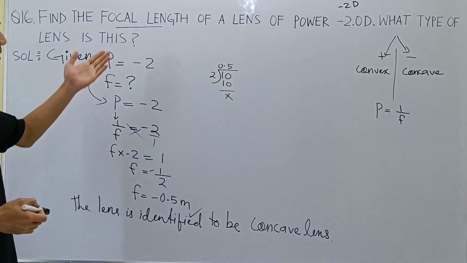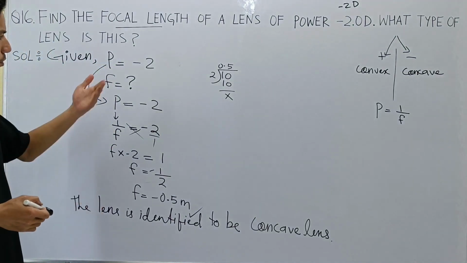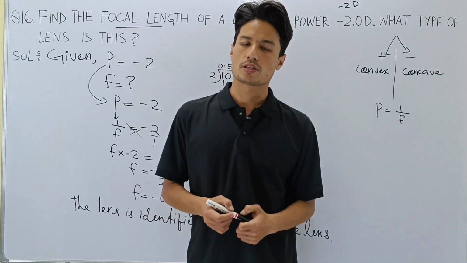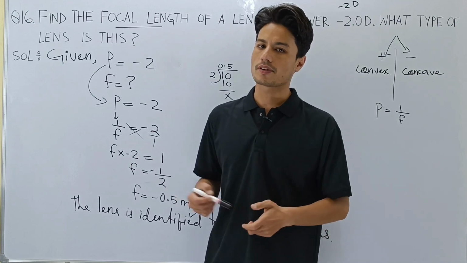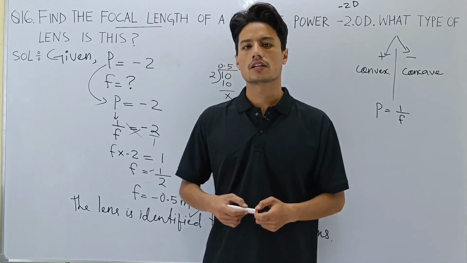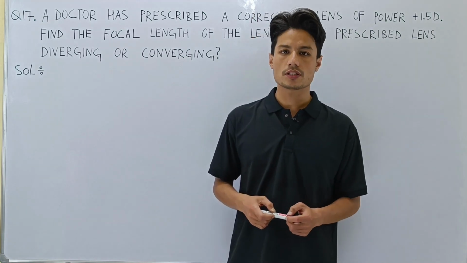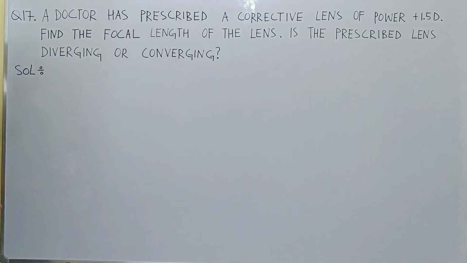So this is the numerical on question number 16, a simple numerical. Question number 17 is also the same. So now we'll discuss question number 17. I'll be writing the question, and after I'm done writing it, we'll solve the numerical together. So we are done with writing the question. Let's read the question first and then we will solve it together.